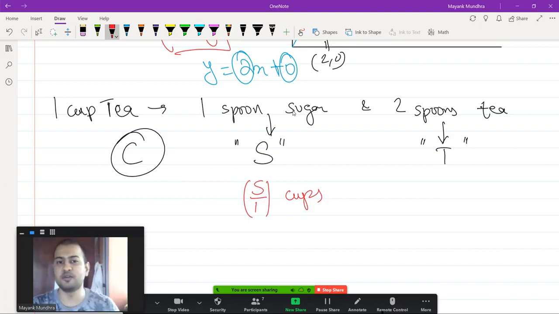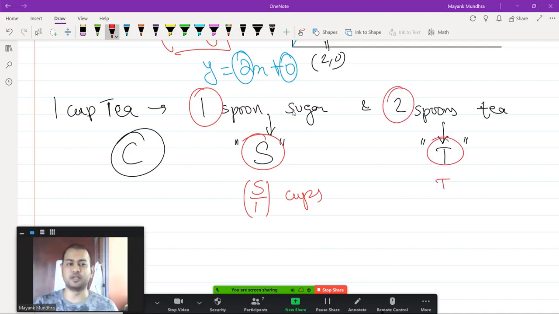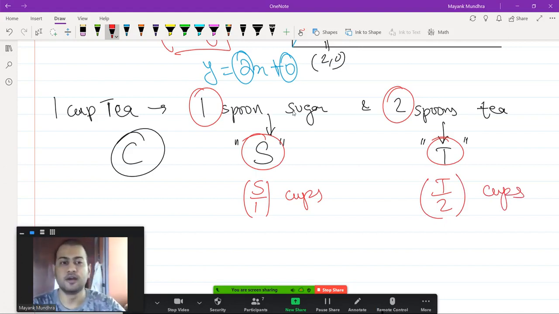So I'm dividing this S by this 1 to get the amount of cups of tea for which I have sufficient sugar. So sugar can support S by 1 cups of tea. Similarly, tea can support T by 2 cups of tea. I have sufficient amount of tea for capital T by 2 cups. For example, if I have 4 spoons of tea, I can only make 2 cups of tea. How did I arrive at that number? 4 by 2. So T by 2 gives me the amount of cups of tea for which I have sufficient tea.